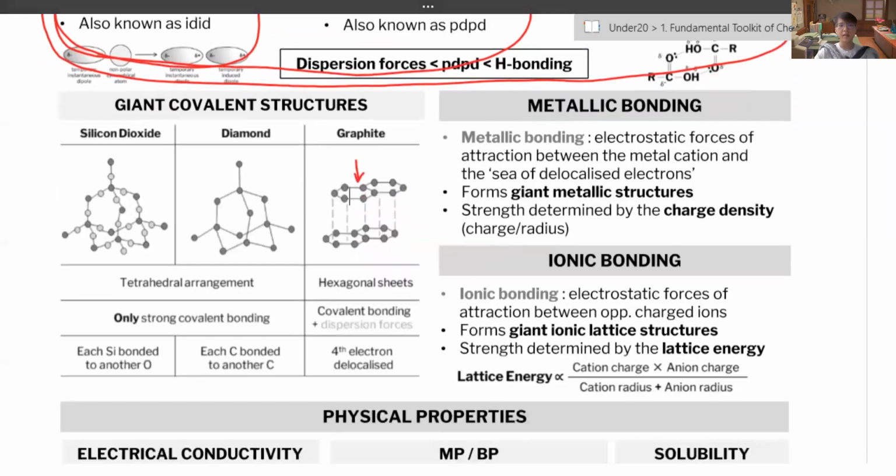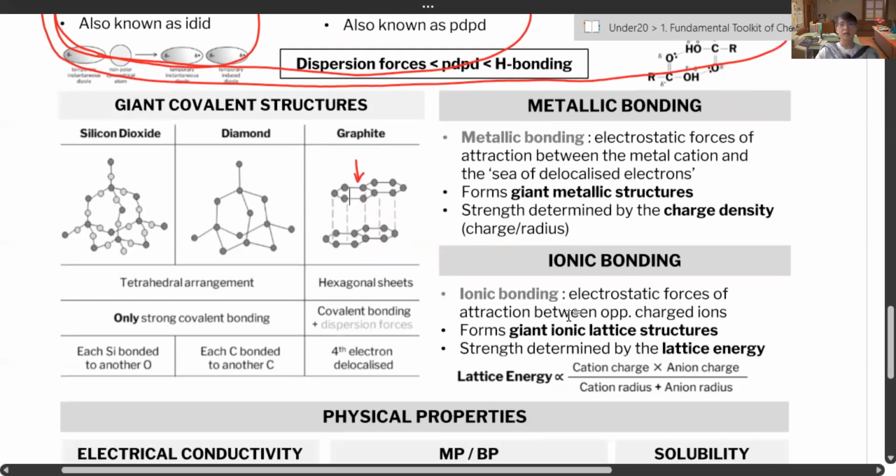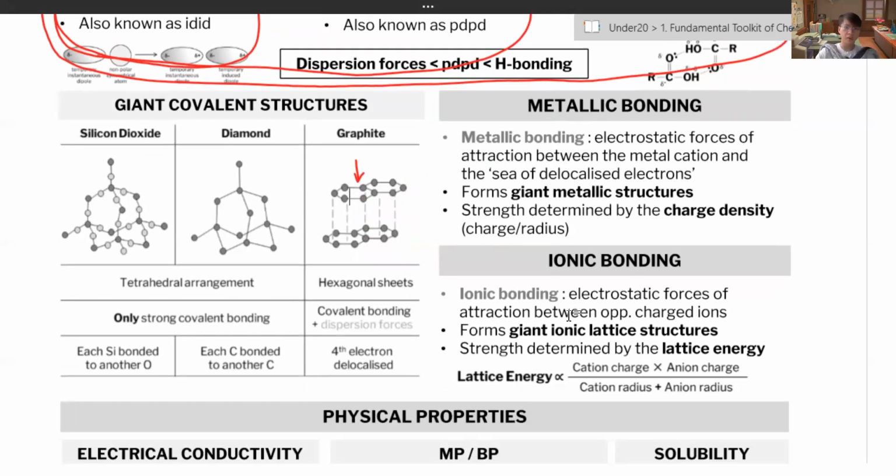Okay, next let's look at metallic bonding. Metallic bonding is the electrostatic force of attraction between the metal cation and the sea of delocalized electrons. This electron sea model is the one that we are using in this syllabus to explain most of the properties. So metallic bonding very simply forms giant metallic structures, right? And the strength of the bonding is determined by the charge density, which is the charge over radius ratio.